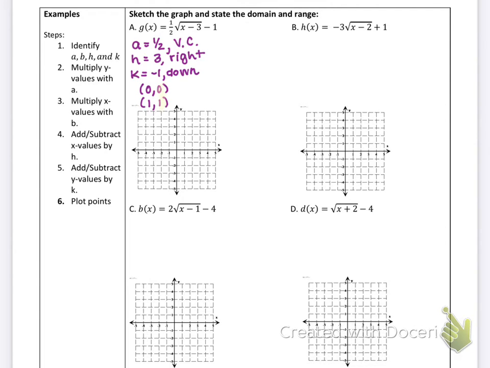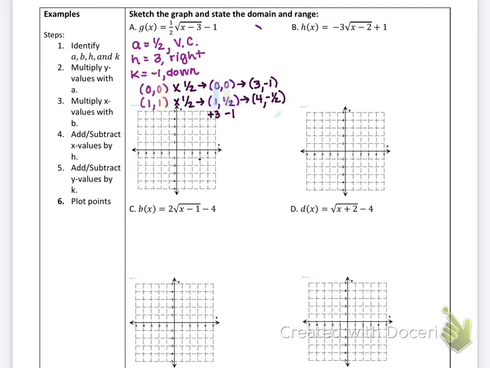So using the reference points, we're going to go ahead and multiply our y values by a half. That's going to be our vertical compression, and it's going to show us how our points will move. So obviously 0, 0 is not going to be affected, and 1 times a half is going to be a half. And then we're going to apply the h and the k. So we're going to add 3 to the x coordinates and subtract 1 from the y coordinates. And that will give us our 3, -1 and our 4, -1/2.